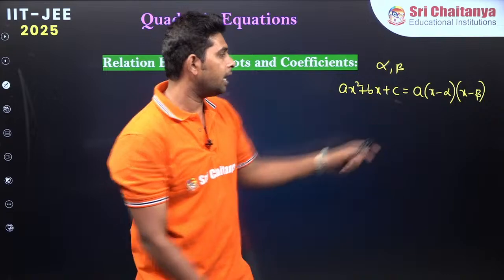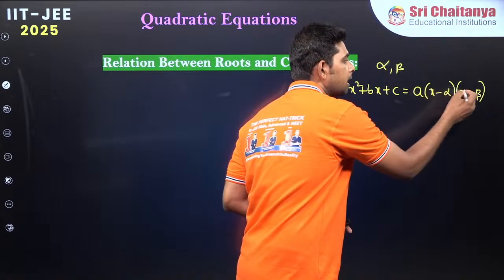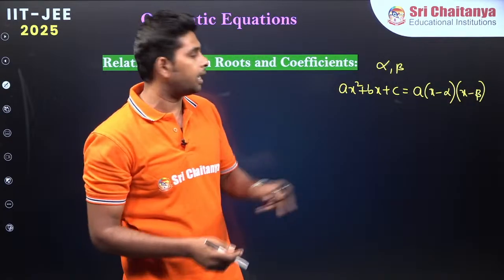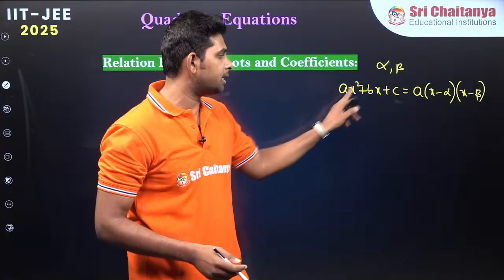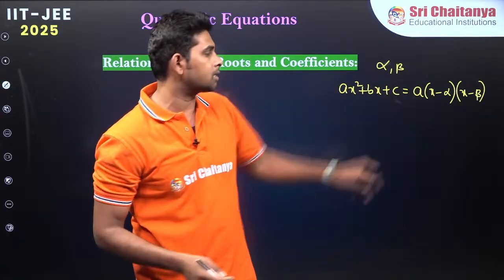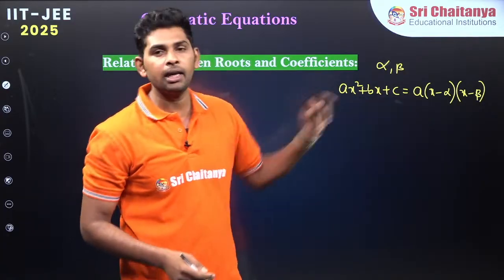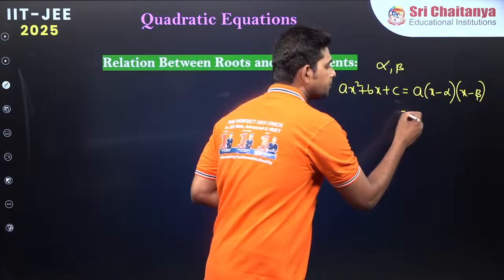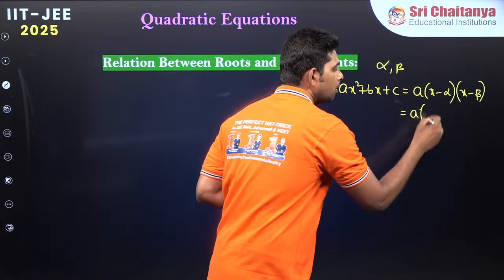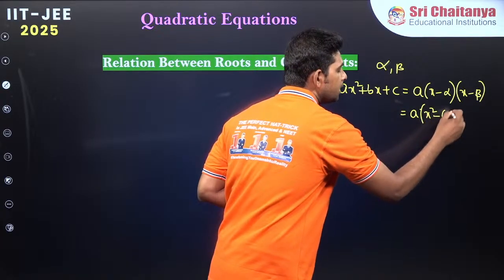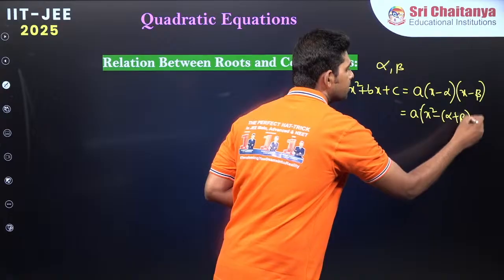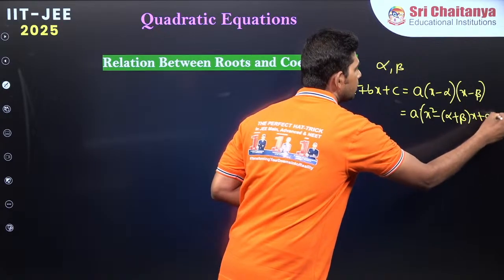Why are we taking a here? Because you can see x and x multiplying give x square, so the x square coefficient on the left side is a. So on the right side also we need to consider it multiplied by a. Now you can multiply this, and we get x square minus (alpha plus beta) times x plus alpha beta.